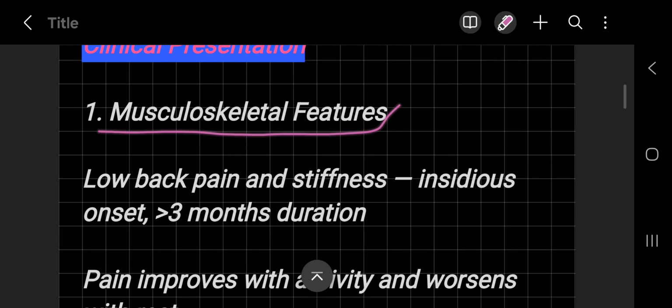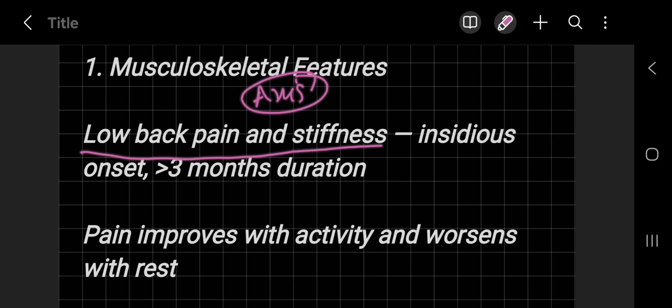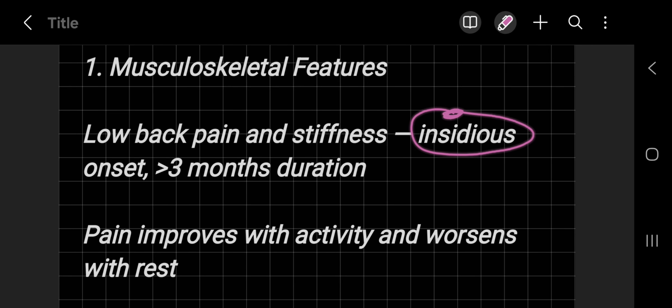Clinical presentation. You may have musculoskeletal features and you have extra-articular features too. Musculoskeletal features, as it involves your axis mainly: there is low back pain and stiffness, and it slowly develops and progresses.